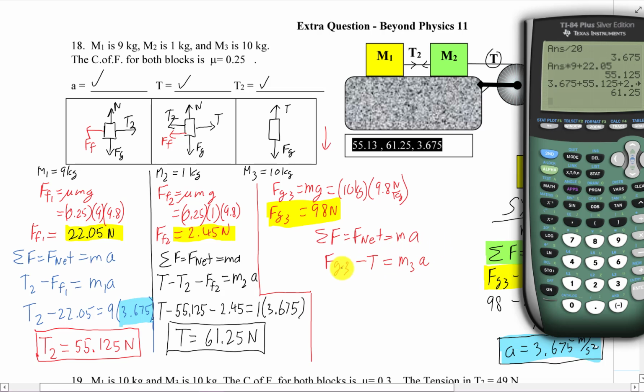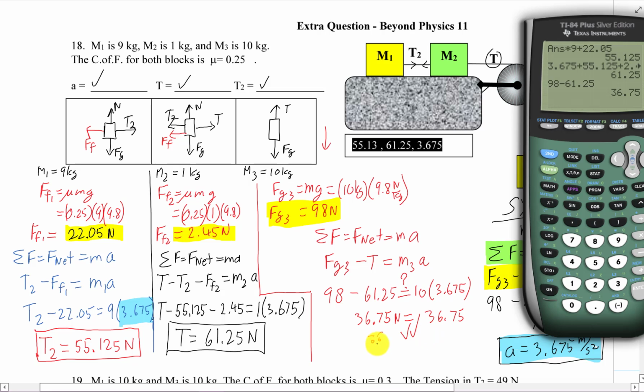So this is 98 minus 61.25. Does that equal the mass of number 3, 10, times 3.675? So 98 minus that is 36.75 newtons. And does that equal 10 times that, which is 36.75? You bet it does. Double check mark, smiley face. Oh yeah, that's a lot of work, so celebration.